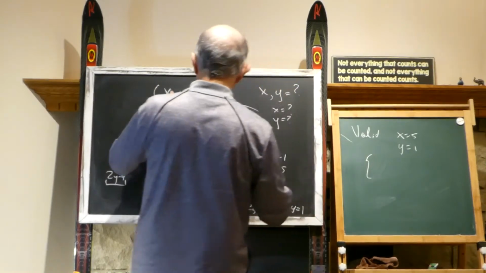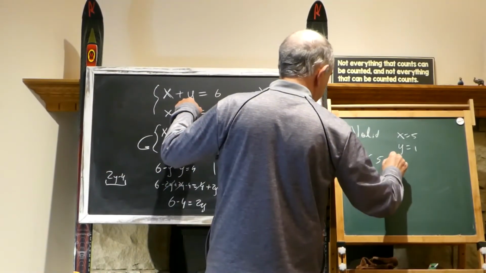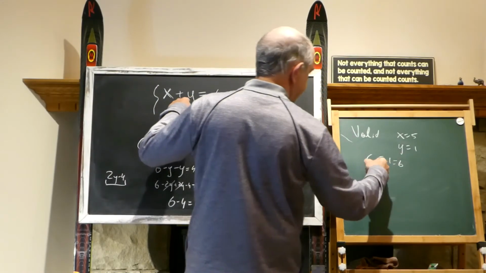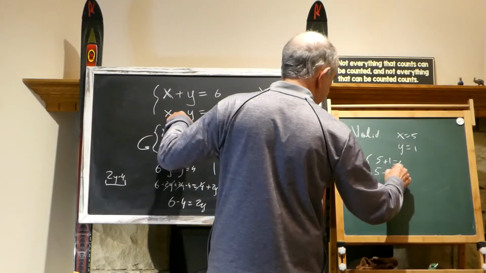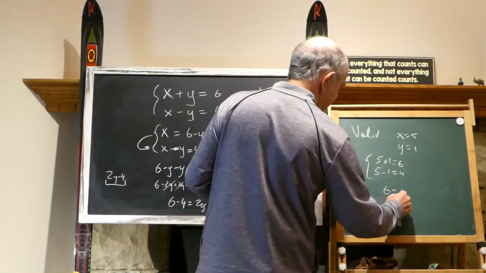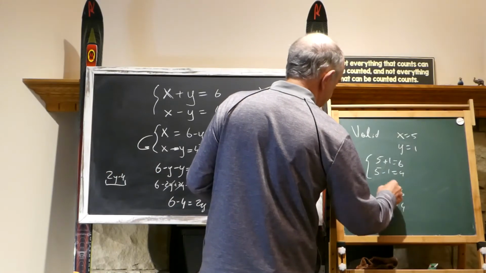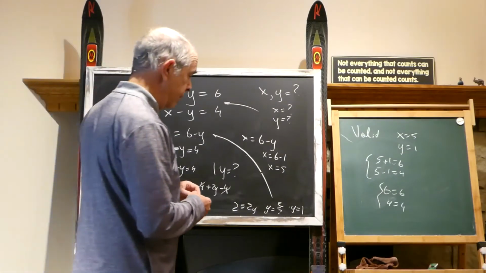So instead of x we put 5, instead of y we put 1, and we should receive 6, and we see that it's valid. 5 minus 1 equals 4. And this again becomes 6 equals 6 and 4 equals 4, and it is absolutely valid, so our solution is correct. We never made a mistake.